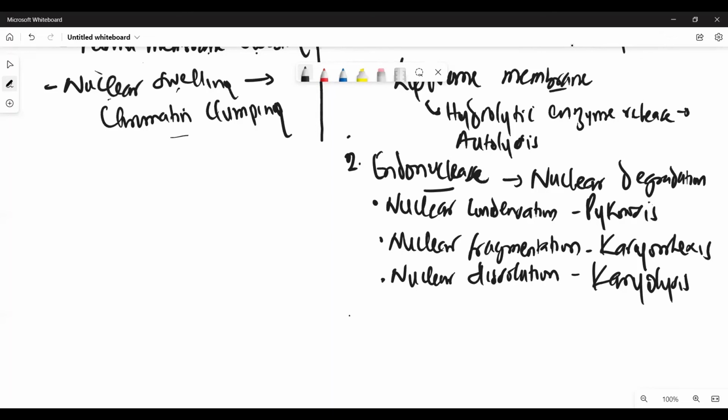And the last organelle that could also be affected, right, is going to be the mitochondria, right? So we can also have mitochondrial permeability.